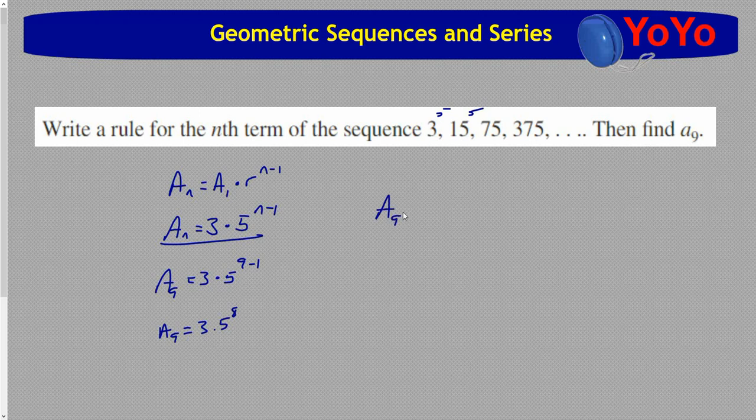Spoiler alert, it is not a small number. So 3 times 390,625. Then I'm just going to hit multiply by 3 so that we find that the 9th term is 1,171,875. Like I said, geometric sequences grow very quickly, so these numbers are going to be huge.